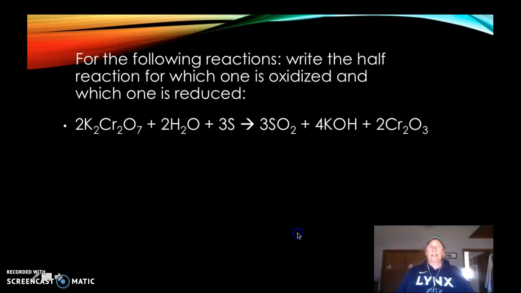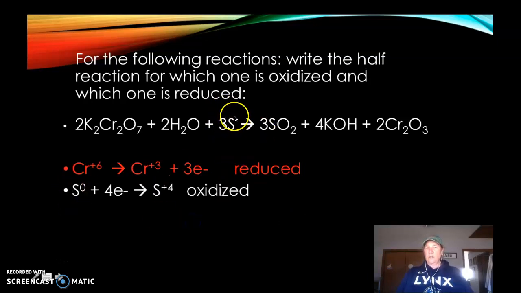Okay, and here's another one. Again, I have sulfur by itself, so I know I got one. Sulfur goes from 0 to, over here, +4. So I found one. The other one I have to figure out, and again, it's chromium. It's just looking at the numbers. In this case, it goes from +6 to +3. So it has to be reduced because it becomes less positive. This one goes from 0 to +4. It's oxidized. If it becomes more positive, it's oxidized. If it becomes more negative, it's reduced.